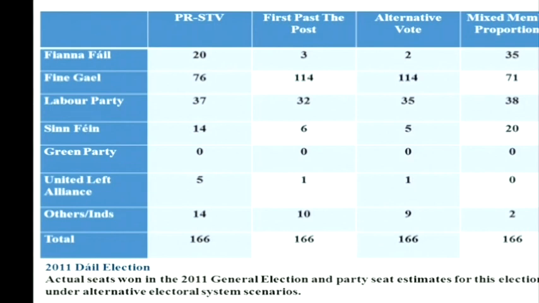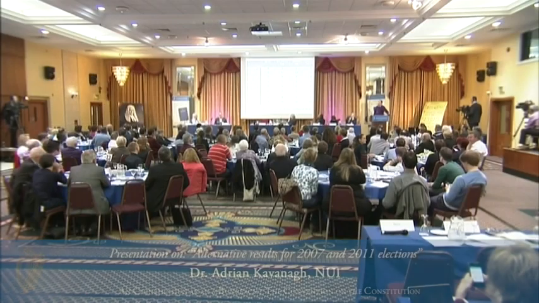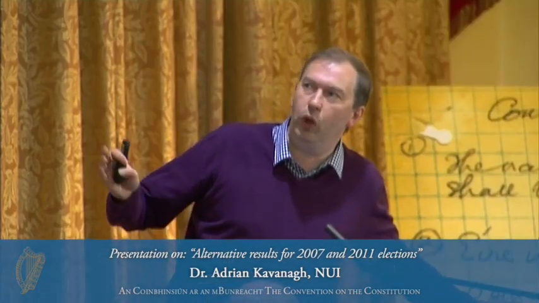Bang, ouch. Fine Gael would have won 114 seats in both electoral systems. And that's important to note. They would not have needed to go into coalition with Labour. They would have had a very strong majority. Labour seat numbers, interestingly enough, for all different electoral systems, more or less the same, slightly lower for AV, slightly lower for first past the post.